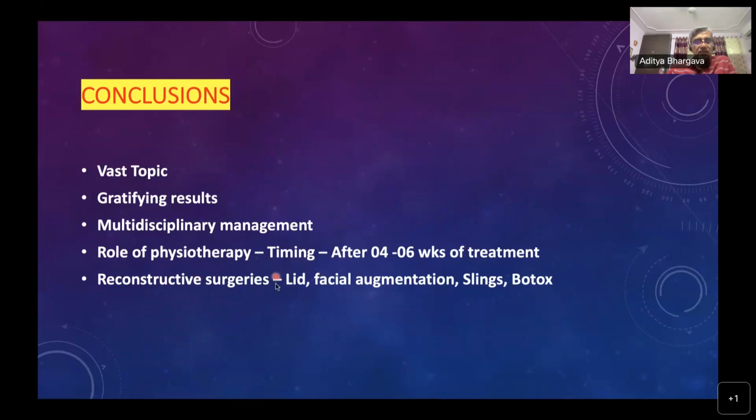Reconstructive surgeries like lid surgery, facial augmentation, slings, Botox, nowadays hardly anybody does it because these are all plastic surgeries. All plastic surgeries, hardly anybody.